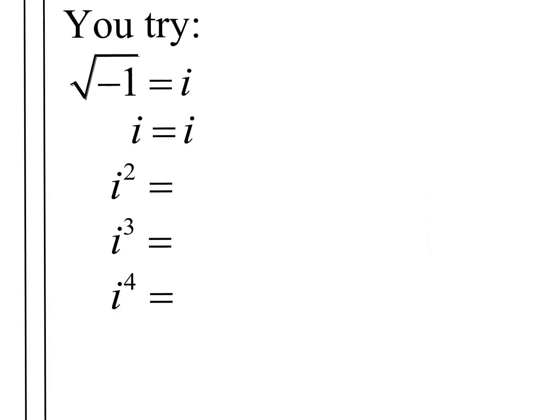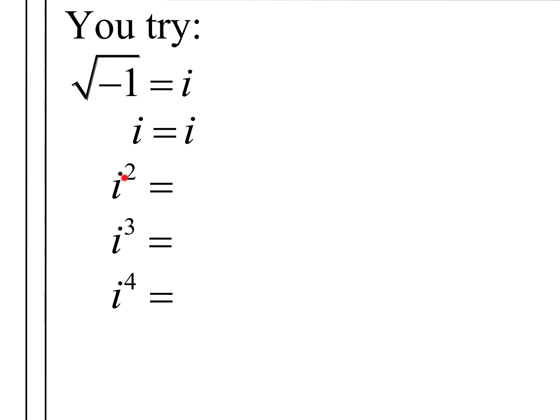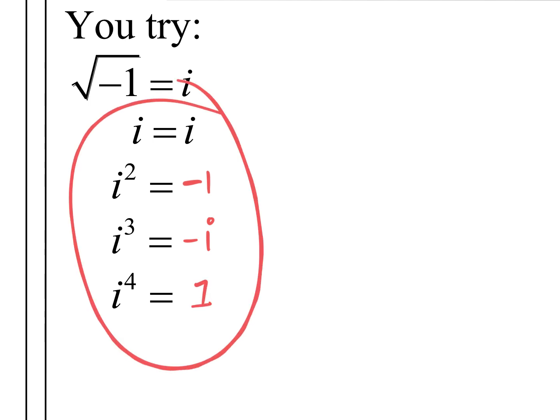So we should all know that i equals... i squared equals what? Negative 1. i to the third equals what? Negative 1 times i, so negative i. And then i to the fourth? Just 1. Okay, so if you know this, you can do anything.